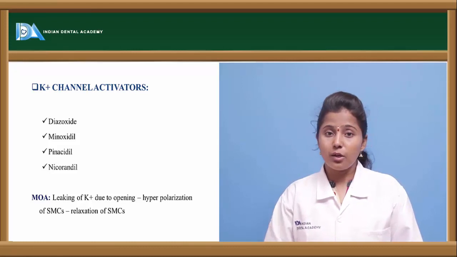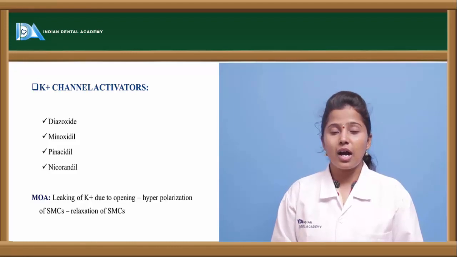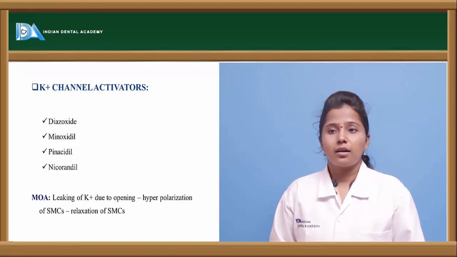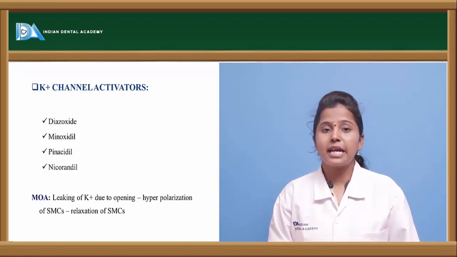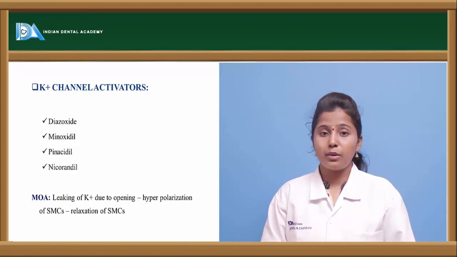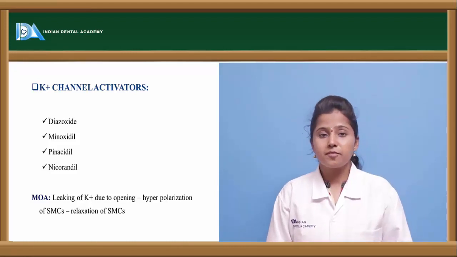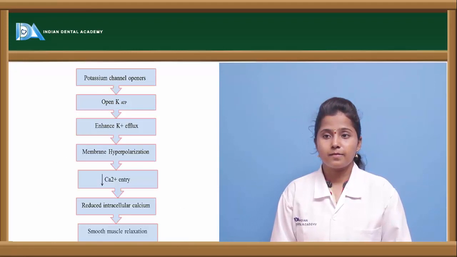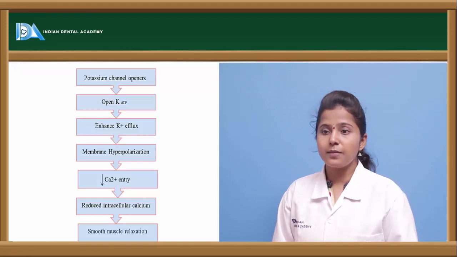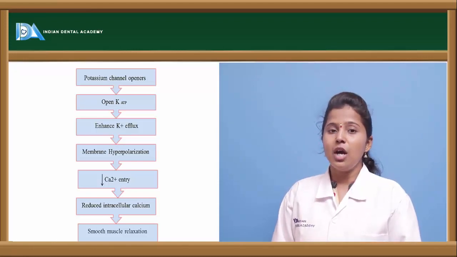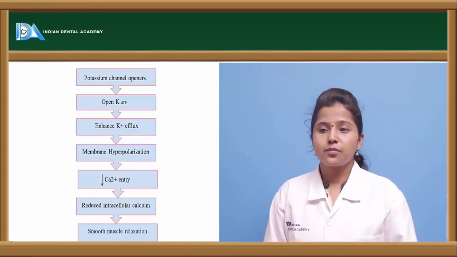When sodium is effluxed, there occurs a decrease in the sodium and calcium levels, which causes decrease in blood pressure. Sodium and calcium cause contraction of the blood vessel. When potassium is effluxed from the blood vessel, that causes hyperpolarization and which ultimately results in the smooth muscle relaxation. This is the mechanism. Potassium channel openers allow the potassium efflux and that causes membrane hyperpolarization, which in turn decreases calcium entry into the blood vessel and that causes smooth muscle relaxation.